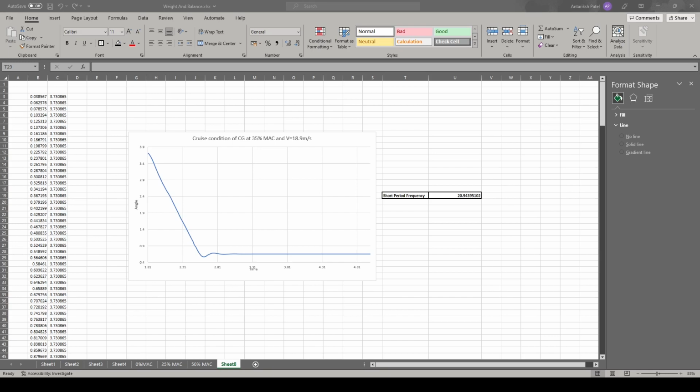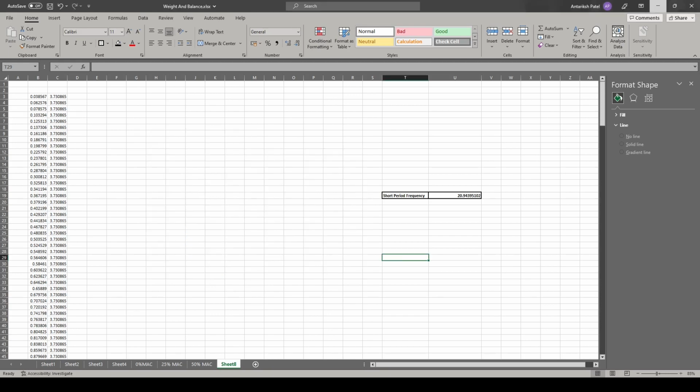At 35% mean aerodynamic chord and at the cruise velocity of 18.9 meters per second, the graph of angle of attack versus time when the elevator angle is changed can be plotted. This is shown here. Using this plot, the short period frequency can also be obtained. This is obtained by experimental results as 21 radians per second. However, the short period frequency should be around 13.4 radians per second, which is quite far away from the experimental value.